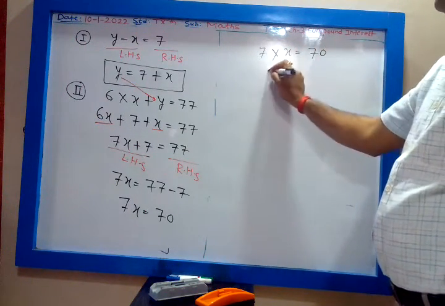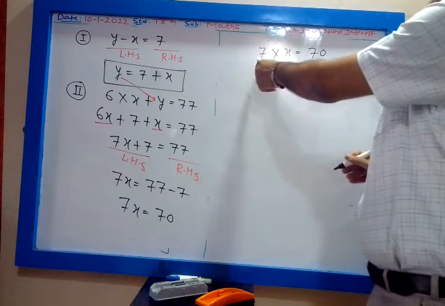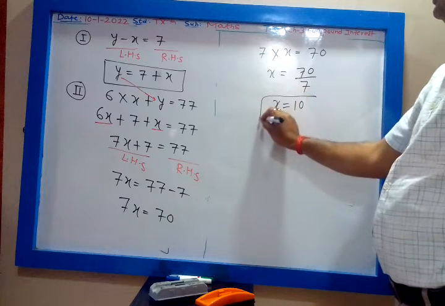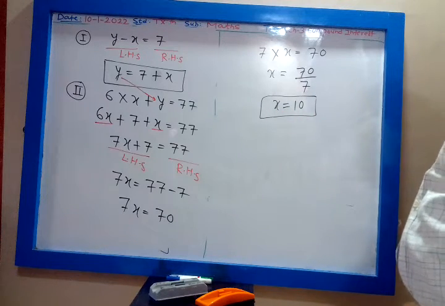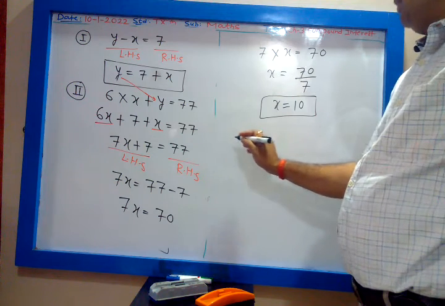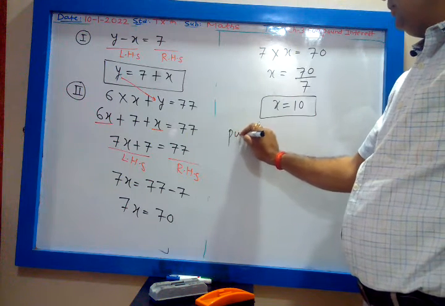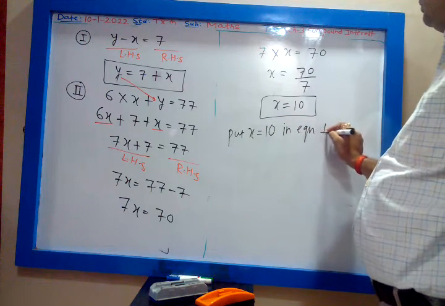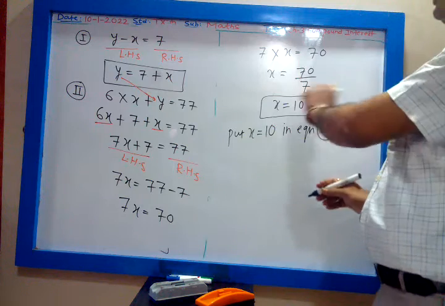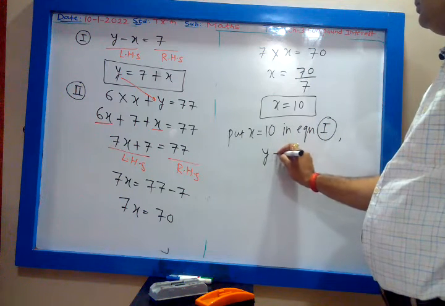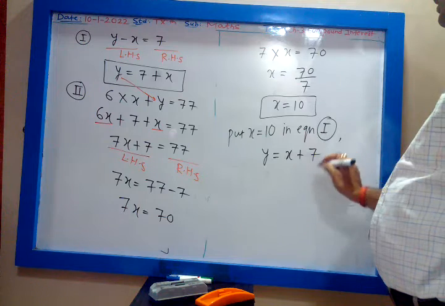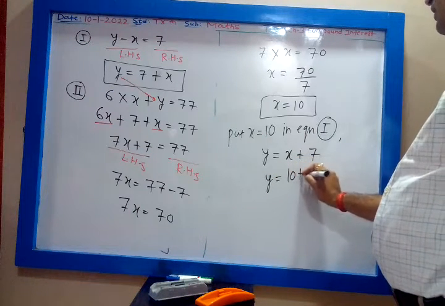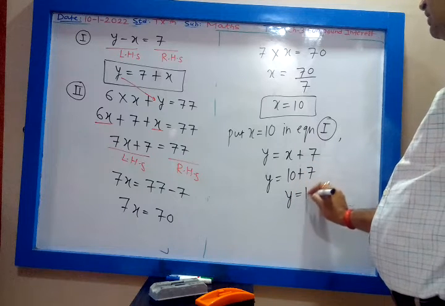Okay. So now x is equal to 70 upon 7, because this is in multiplication, so it will go in the division. So x is equal to 10. Now what is y? Put x is equal to 10 in equation 1. What is my equation 1? Y is equal to 7 plus x. So y is equal to 10 plus 7. So y is equal to 17.